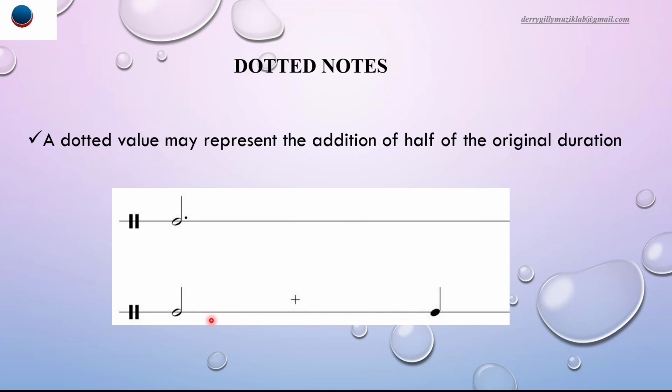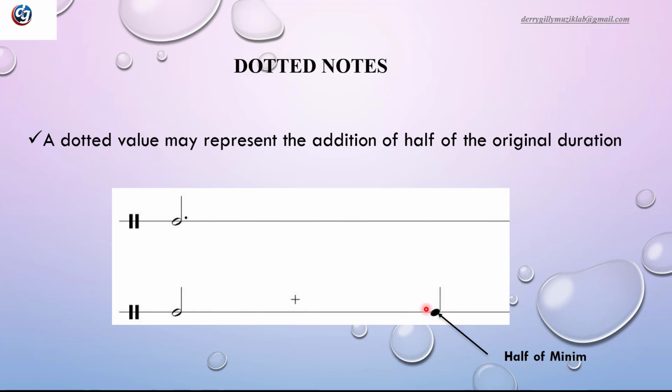So if I'm to play a dotted minim, I'm going to count up to 3, and this is how it goes: 1, 2, 3, 1, 2, 3, 1, 2, 3. So it means that this one has been added to this one to give me the durational value of this dotted minim. Now so this is half of a minim.